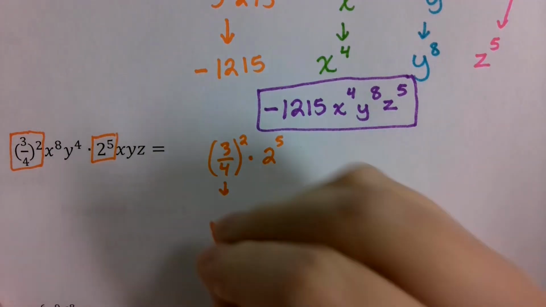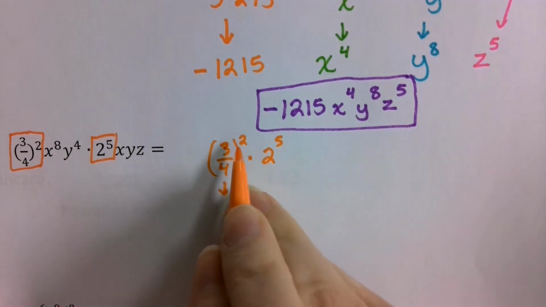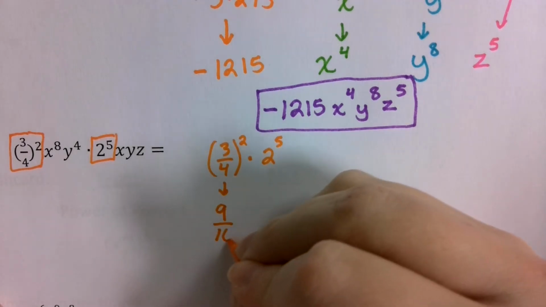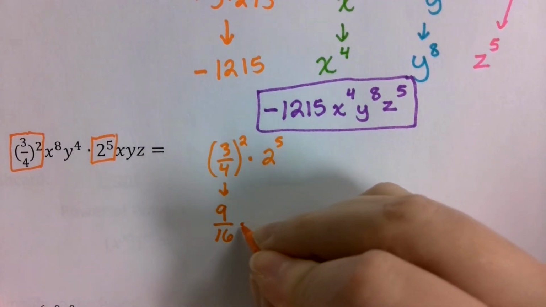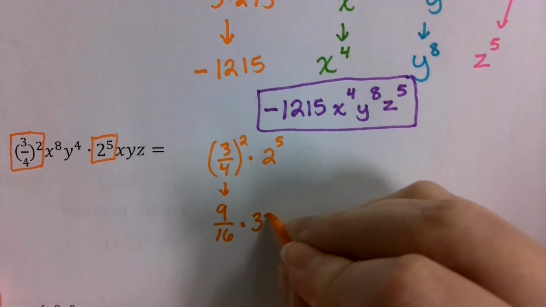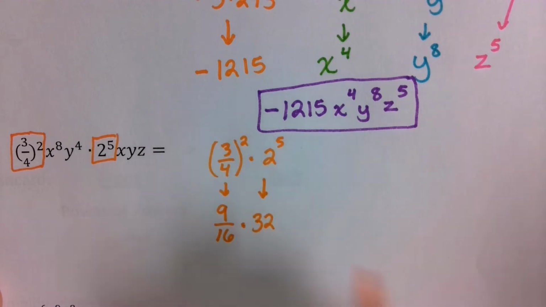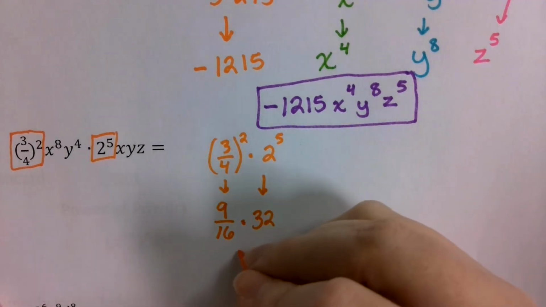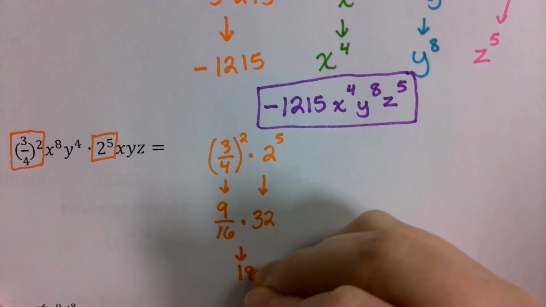3/4 to the 2nd power is the same thing as saying 3 times 3 over 4 times 4, which is going to be 9 over 16. And then 2 to the 5th power is going to be 32. And then we can go ahead and multiply 9 over 16 times 32, and that's going to come out to 18.